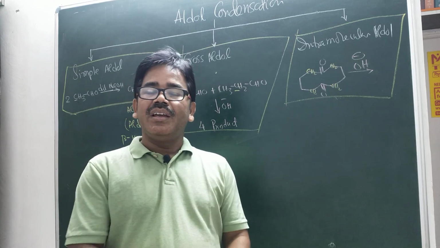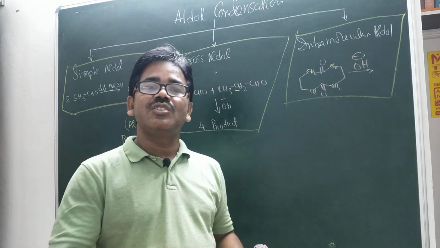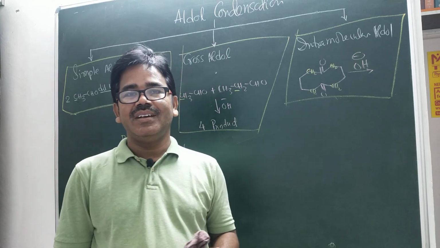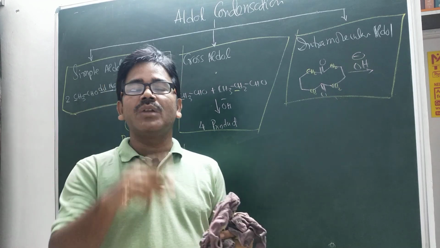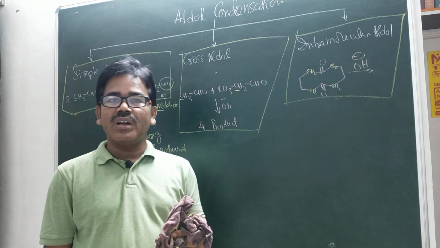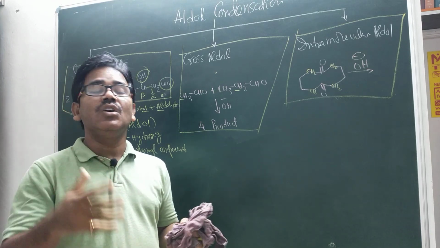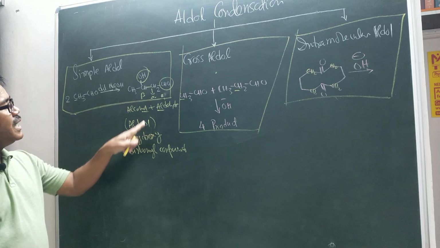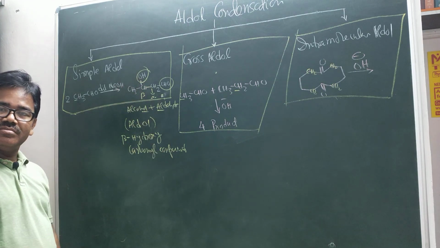Okay? In case of ketone there are two products. In case of aldol there is only one product. Both the reactant molecules get condensed to give only one product. The product contains aldehydic group as well as alcoholic group. That's why the name is called aldol. Aldol means beta hydroxy carbonyl compounds. At beta position there will be hydroxy group.